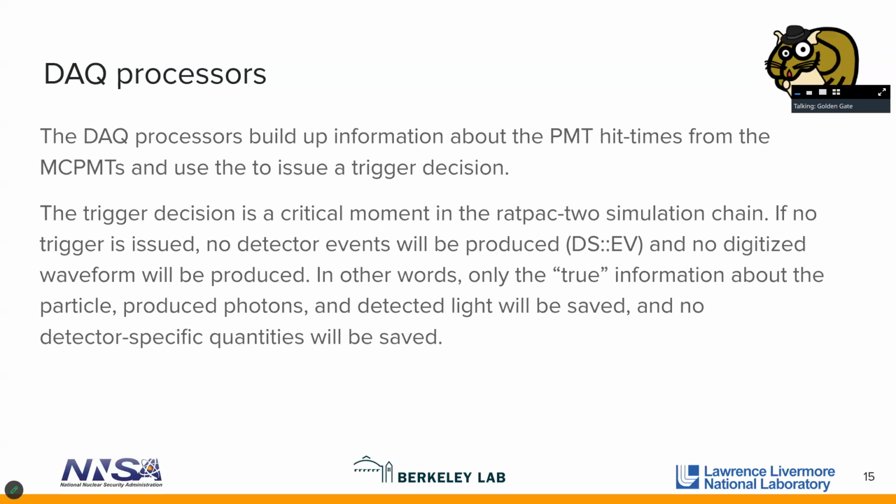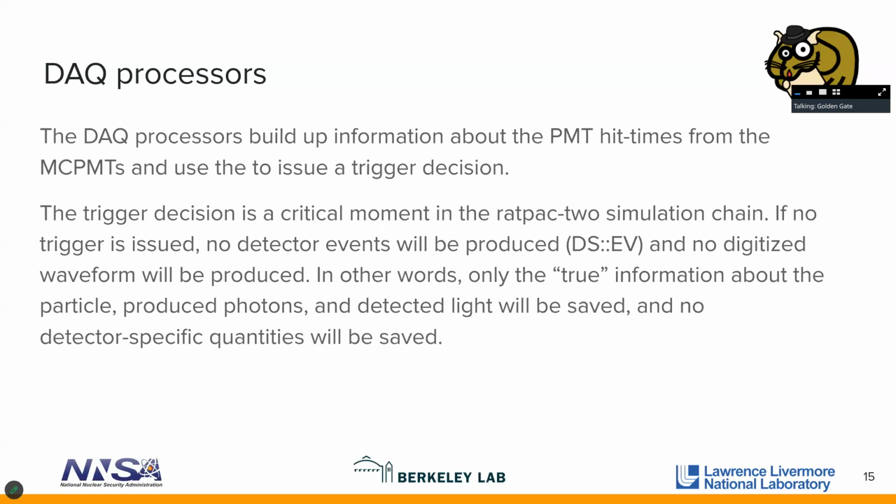So detected light means the number of photoelectrons at the photocathode. That would be part of the true information, because you have some true number of detected photoelectrons at the photocathode. James mentioned something called the MC photoelectron or something like that. That's true information. You can get that information regardless of whether or not the detector triggers. It'll be saved to the file.